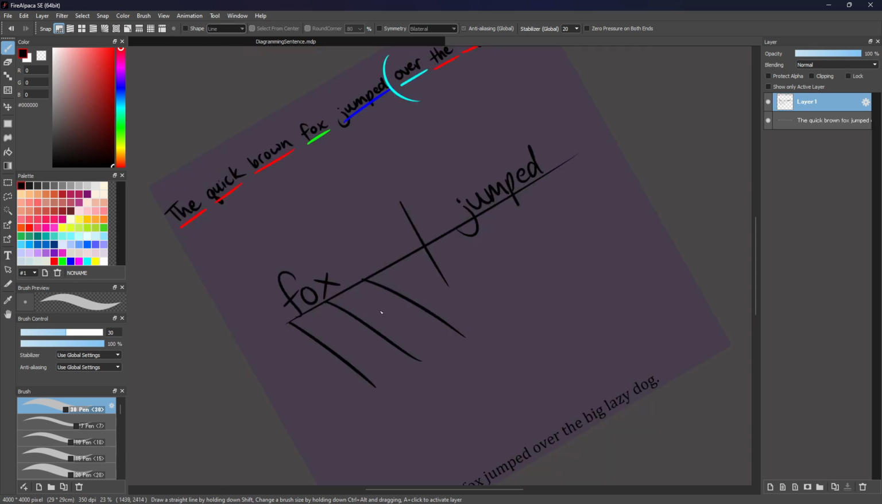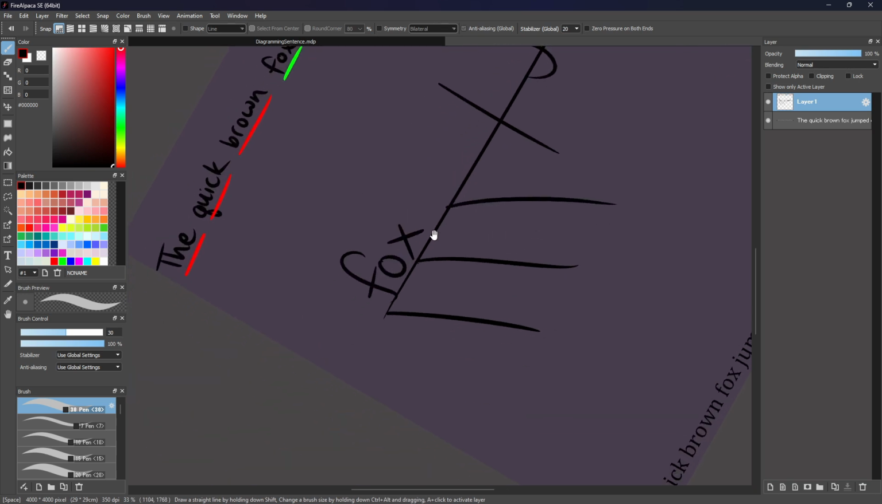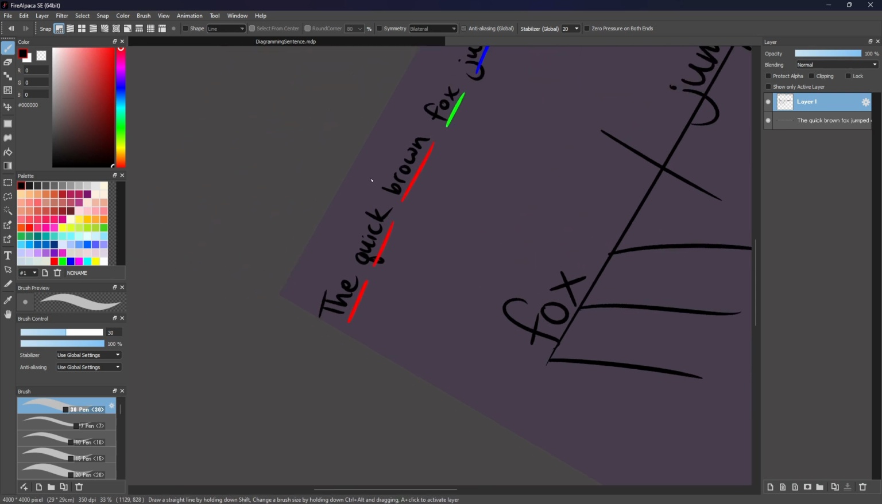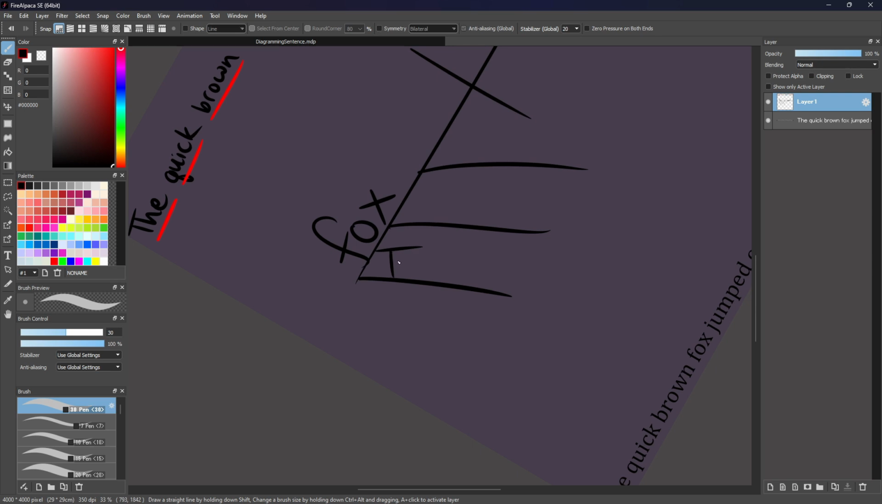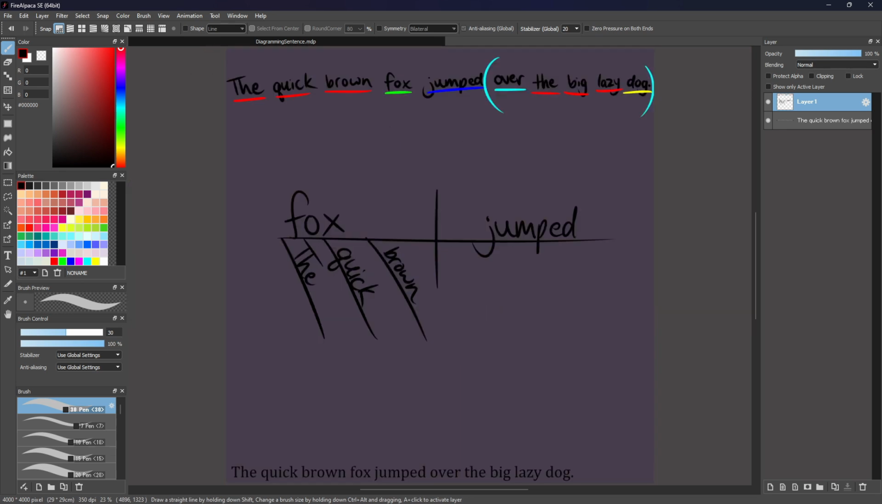These are supposed to be diagonal, so make them diagonal. I'm not good at that. Alright, then we just write the words on these lines from left to right, the, quick, brown, in the order they appeared in our sentence. So we have the, quick, and brown. These all go under fox because they are describing fox, remember?